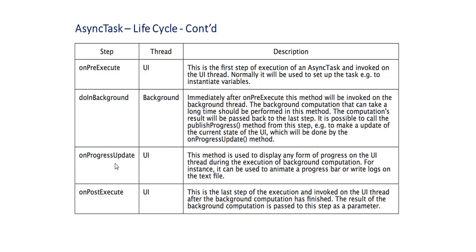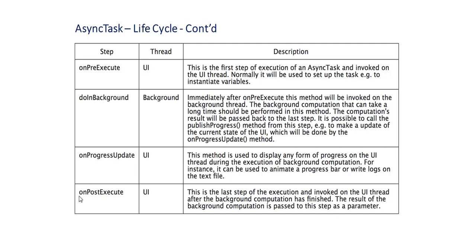Then onProgressUpdate is actually invoked using publishProgress. publishProgress is a method which you can write within doInBackground. If you wanted to show some response to the user interface thread, then you can invoke publishProgress and pass some parameters through this method, which will be caught in onProgressUpdate, and it will show how much progress you have made so far. This onProgressUpdate runs on the user interface thread.